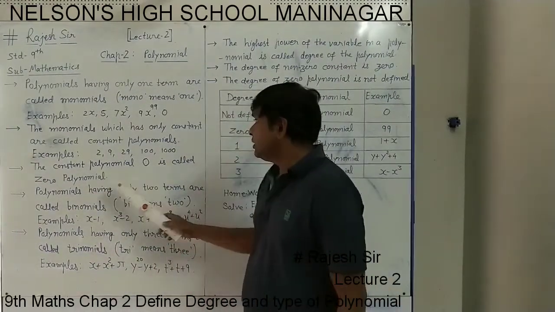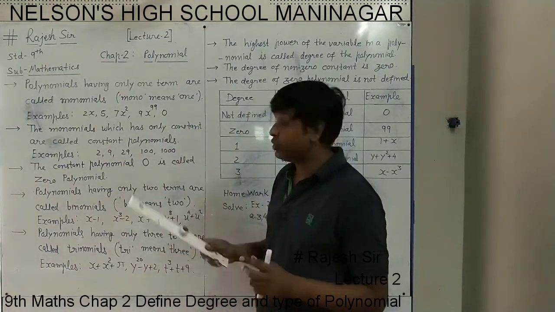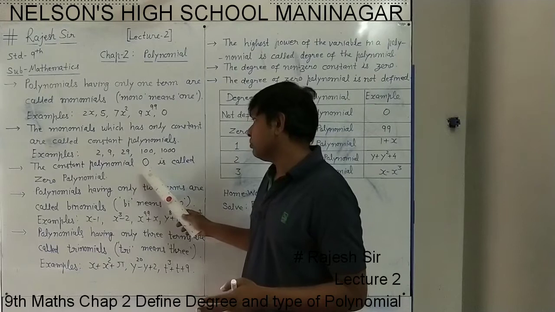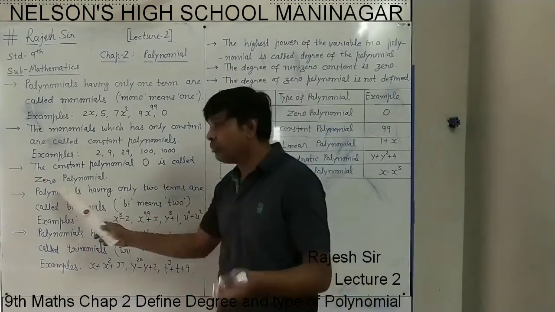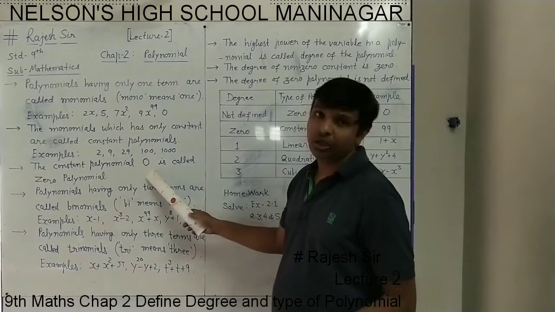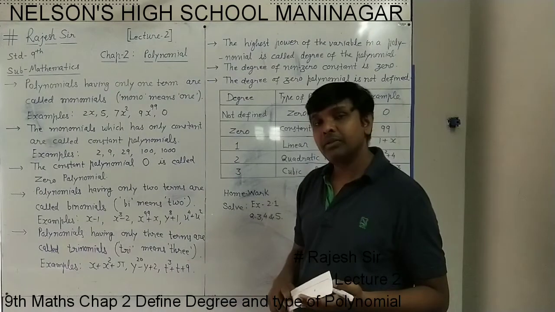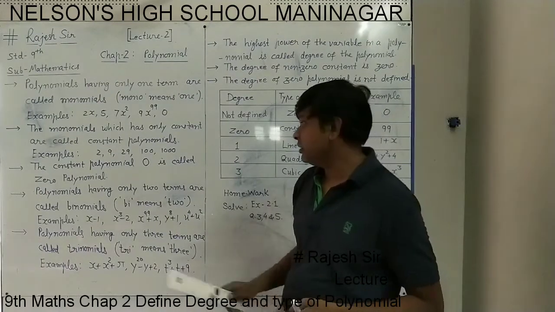And especially the constant polynomial, if you have 0, like this 0 is a constant polynomial, but especially this constant polynomial 0 is called the zero polynomial. This also we have to know. You have to know that. 0 is a constant polynomial and as well it is called the zero polynomial.